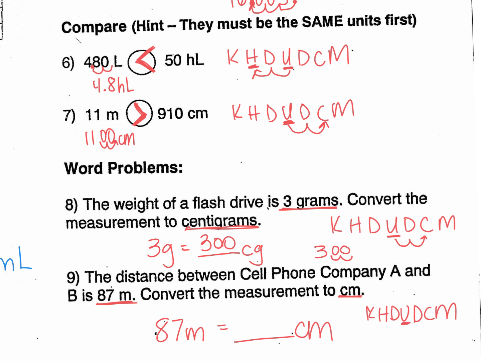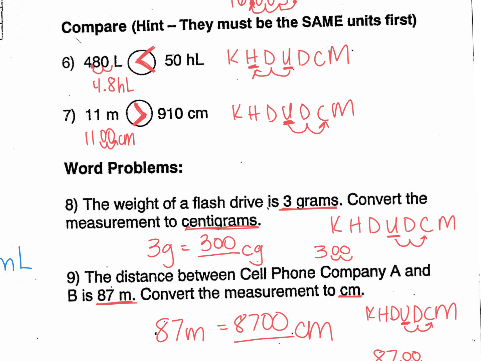Okay, my regular meter is in the middle. Again, not to be confused with a millimeter. So start in the middle, I'm going to a centimeter, so I'm going to move 2 places to the right. I start at the end, 1, 2, fill in zeros. So 8,700 centimeters.